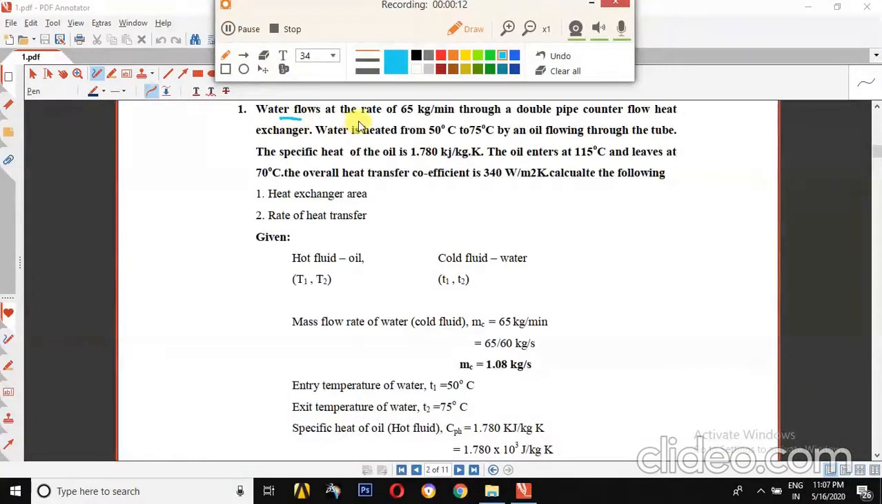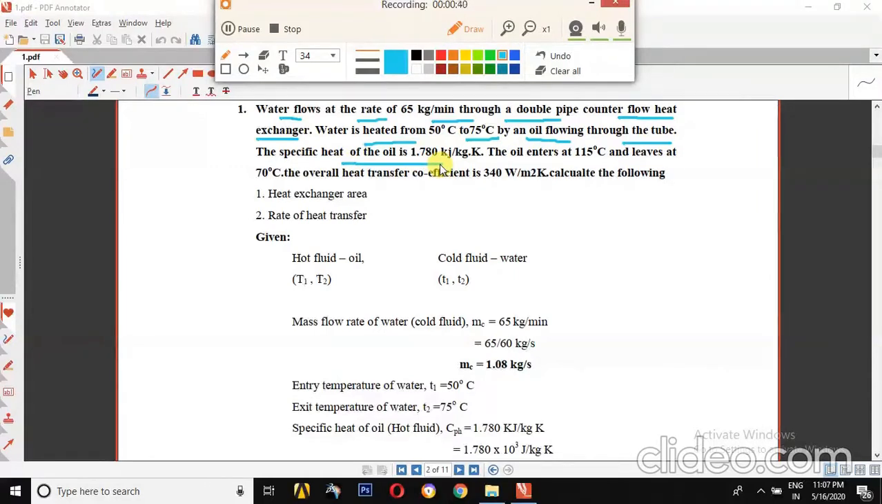Water flows at the rate of 65 kg per minute through a double pipe counterflow heat exchanger. Water is heated from 50 degrees Celsius to 75 degrees Celsius. The inlet temperature of the water is 50 degrees Celsius and the outlet temperature of the water is 75 degrees Celsius, by an oil flowing through the tube.